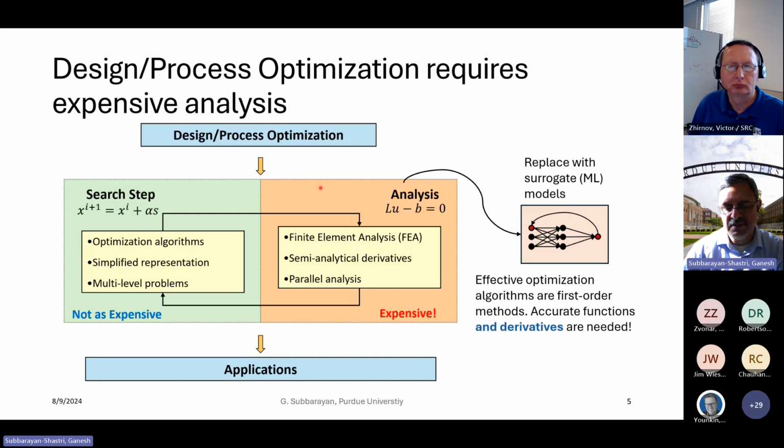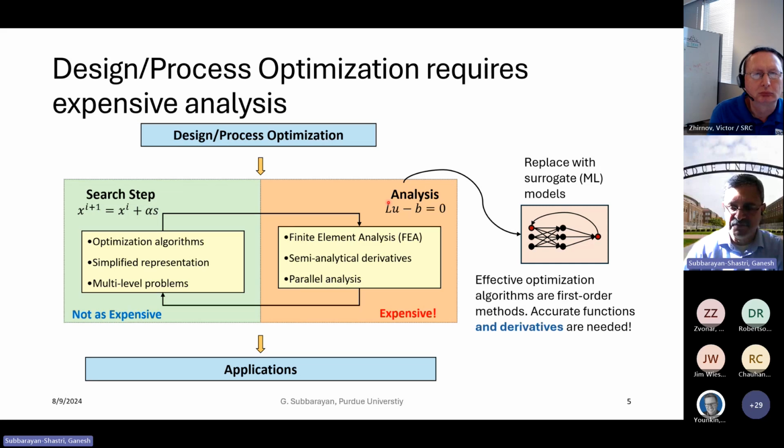This was a slide that I had shown a month and a half ago when I had a chance to talk to this group. And I said that design and process optimization requires expensive analysis. That comes because we are trying to solve these PDEs, partial differential equations. And any sort of synthesis step requires an evaluation step, which is an analysis, which basically tells us how good the current state of the design is, and then we iterate on it using some sort of search algorithm, typically an optimization algorithm. And this step is what makes it expensive.